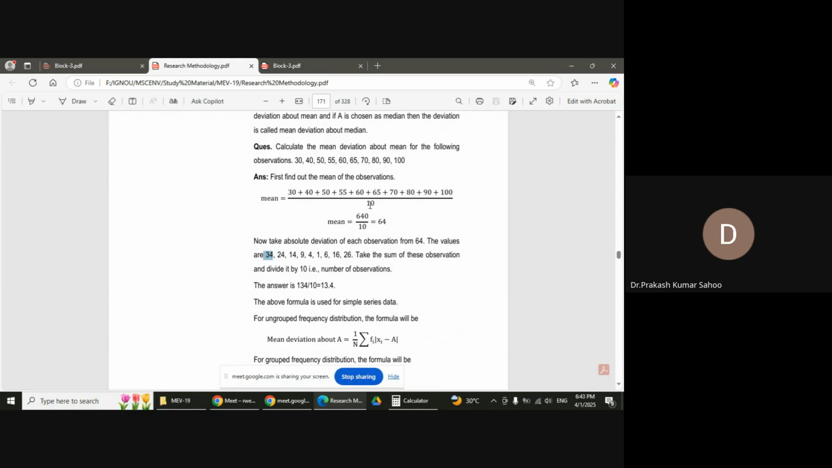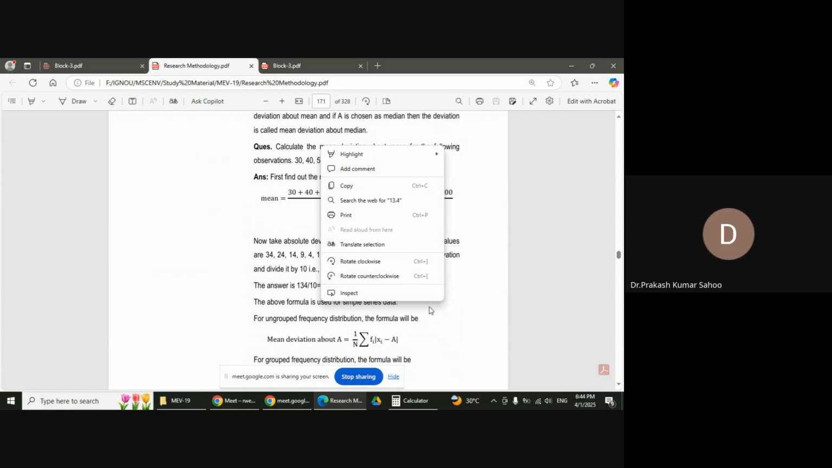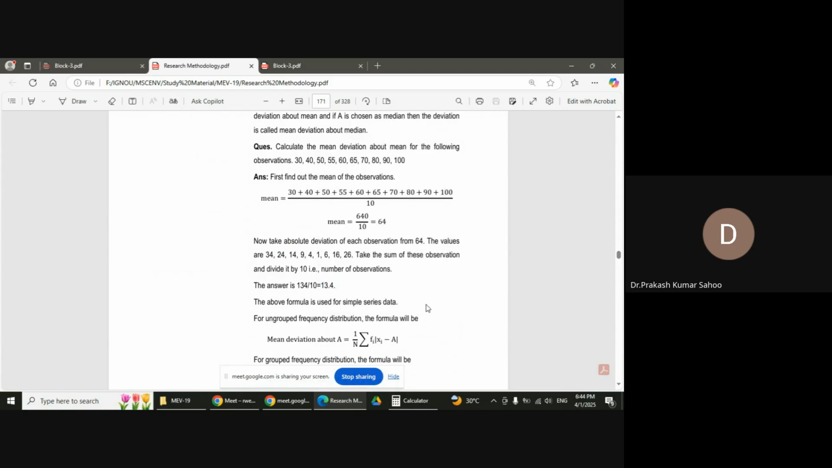All these differences or deviations should be in a tabulation format. And you have to add all these terms and divide by 10, and you will get the mean deviation, that is 13.4 here. So like this, the mean deviation is calculated.